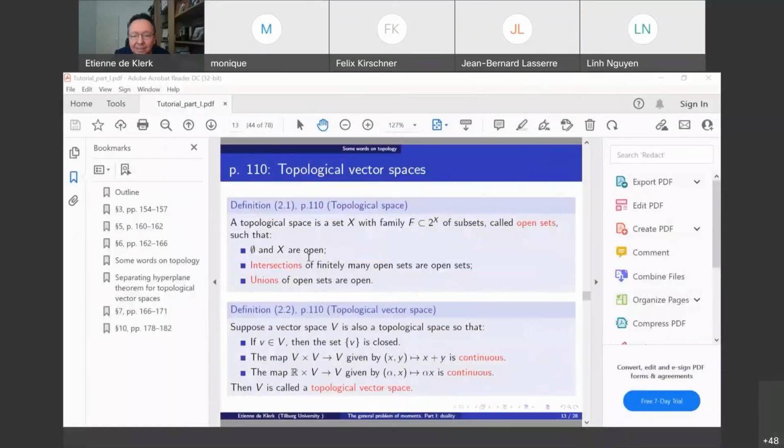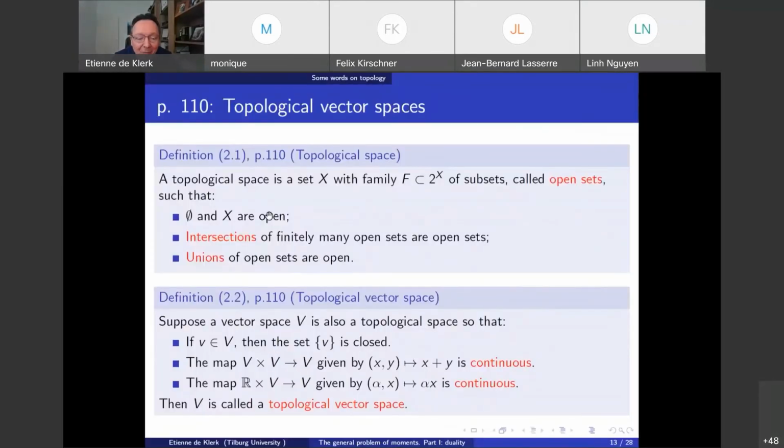Can you see the screen? Now we can. Okay, sorry, I will repeat. I'm sorry. Just shout if it goes wrong, please.